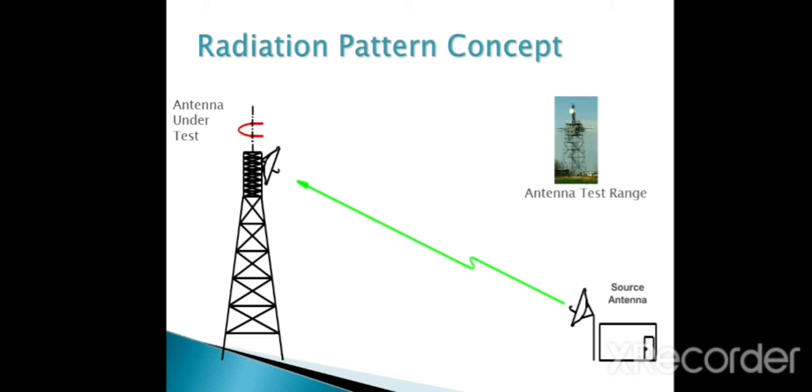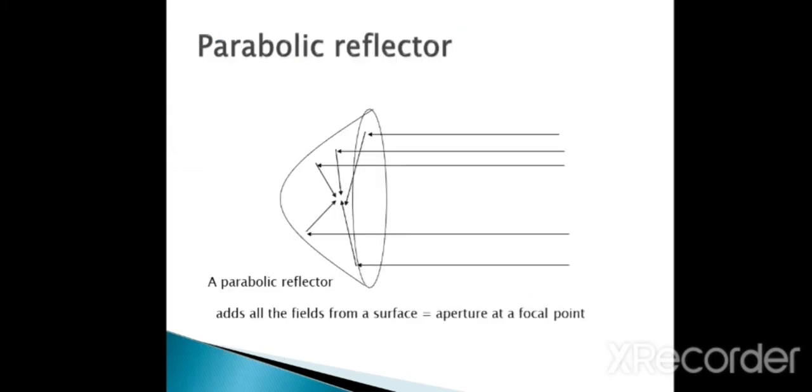The radiation pattern is in a particular direction. The directive gain should increase by using these antennas. So now the parabolic reflector: this is the shape of the parabolic reflector.